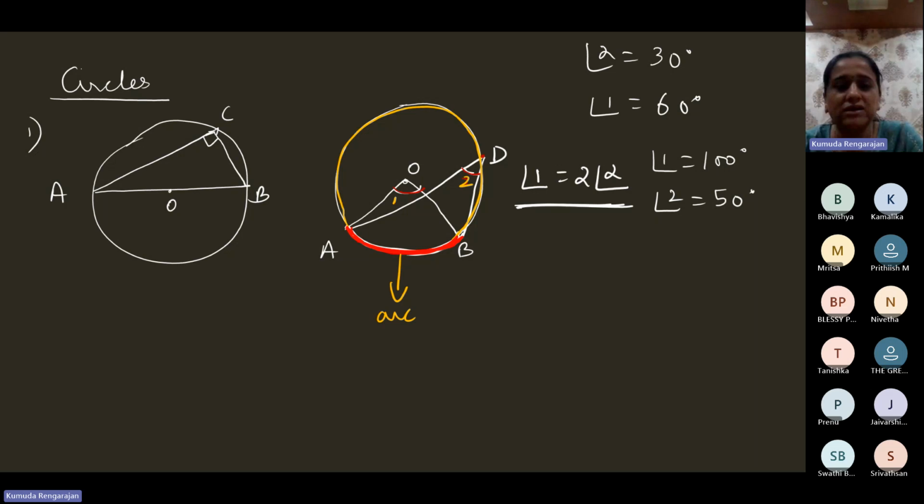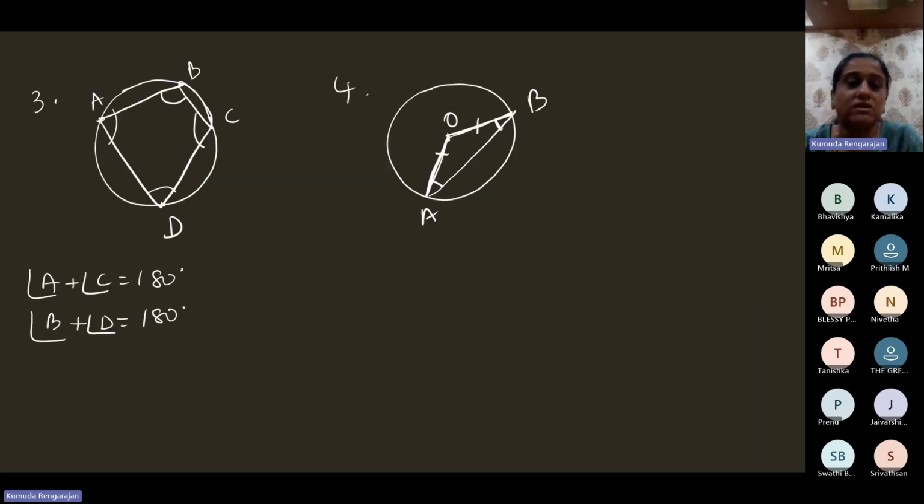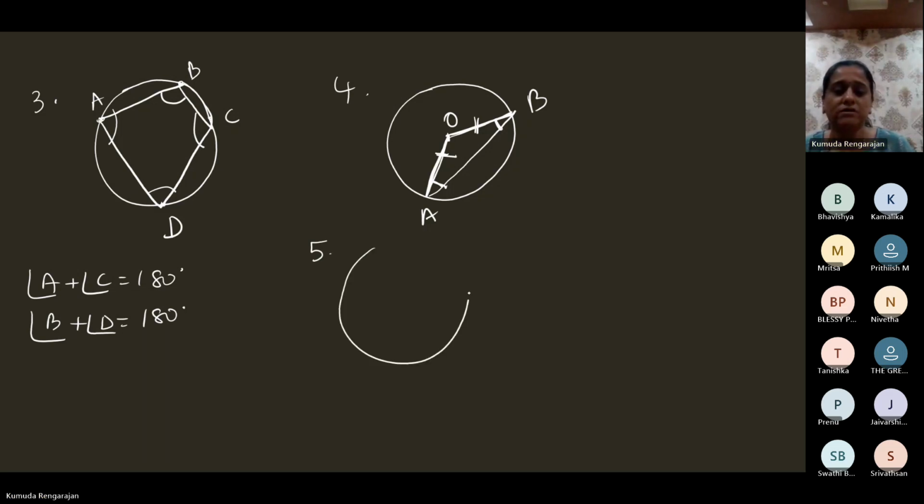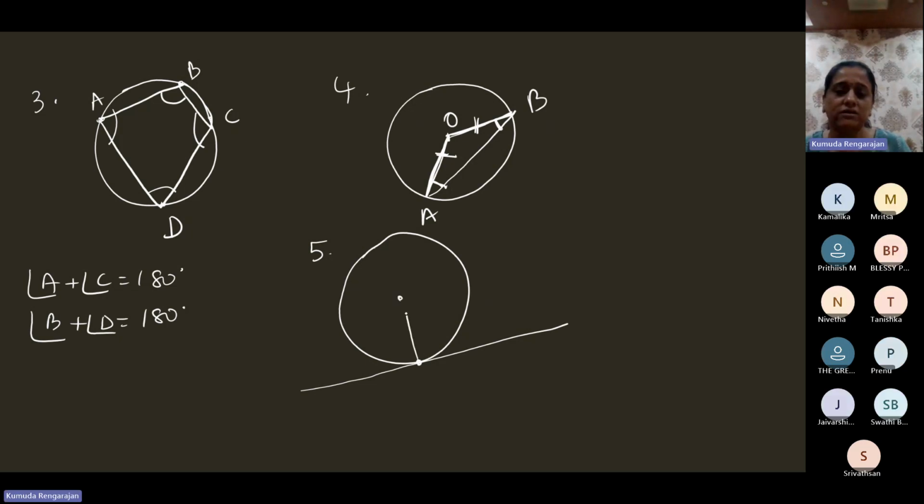So angle in a semicircle is a right angle. Angle at the center, double the angle on the circumference. In a cyclic quadrilateral, opposite angles are supplementary. And this one is an isosceles triangle, so this angle is equal to this angle. And now here in circles, we've seen this theorem: the radius through the point of contact makes 90 degrees with the tangent.